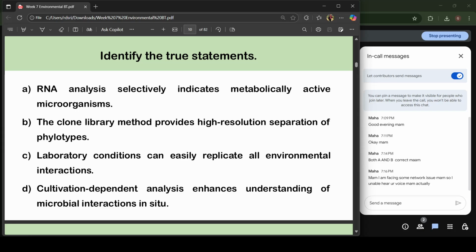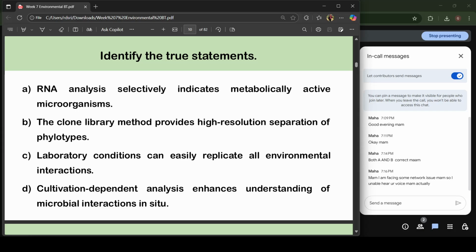And the clone library method provides high resolution separation of phylotypes. The clone library method is the traditional method, and it indeed produces high resolution separation of phylotypes because it is very accurate. Though it is labor intensive and time consuming, we can find minute differences in the genetic makeup of organisms, and hence it provides high resolution separation of phylotypes.